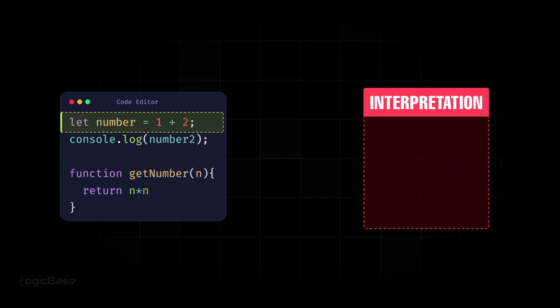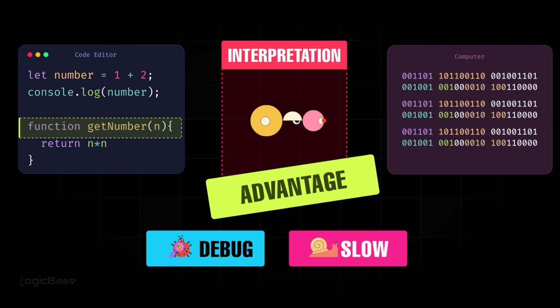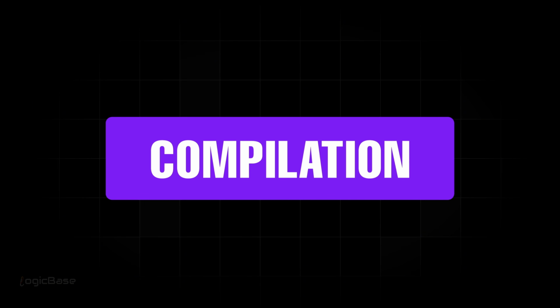Here's why. The interpreter executes one instruction at a time. So, if it encounters an error while running any particular line, it can immediately stop and notify the programmer exactly where the problem occurred. This made debugging much easier because developers could instantly identify the issue, fix it, and continue running the code. So, the advantage of interpretation was that it was easy to debug, but the downside was that it was slow. To overcome that slowness, the concept of compilation was introduced. Let's now see how compilation works.